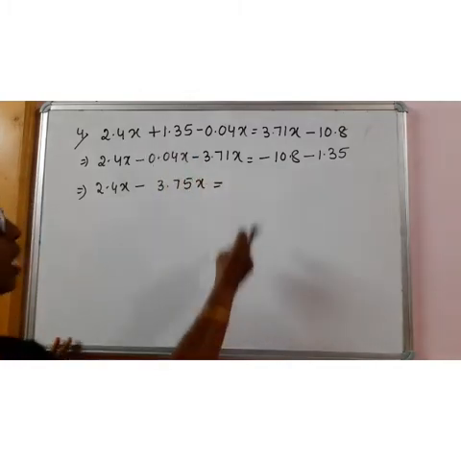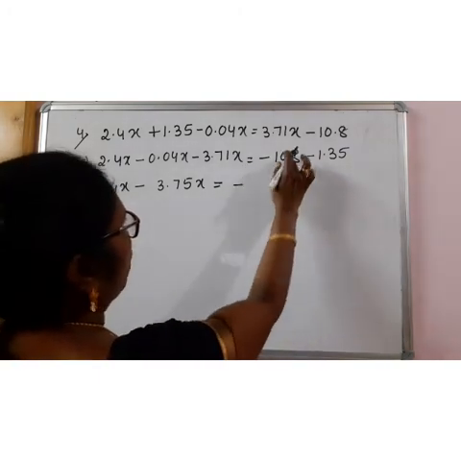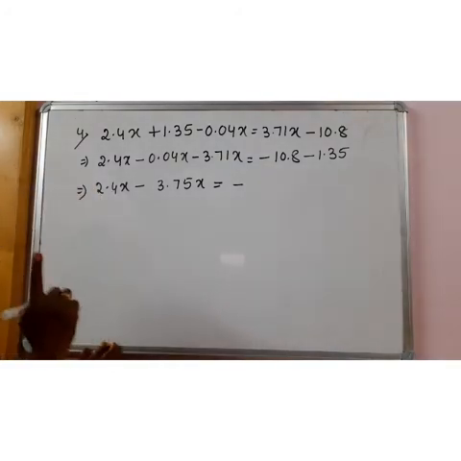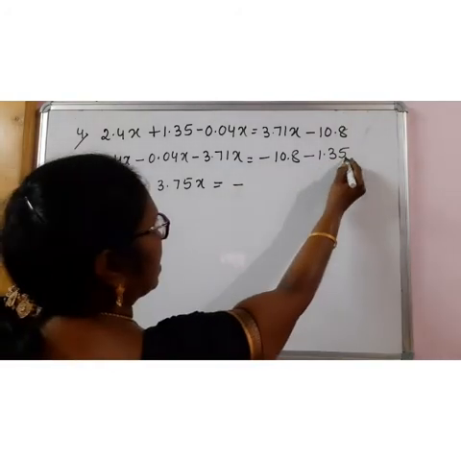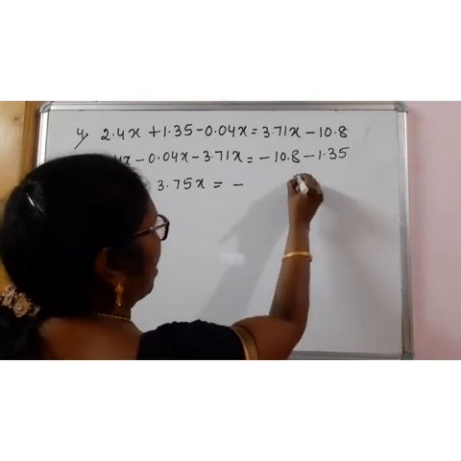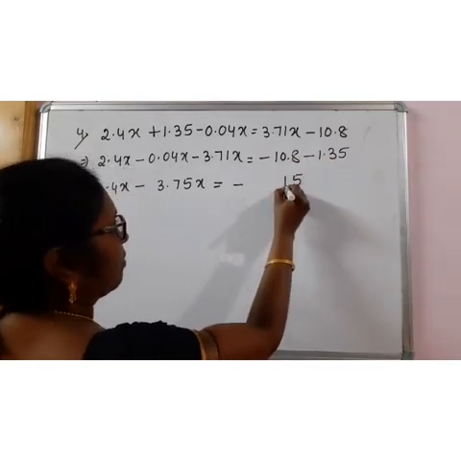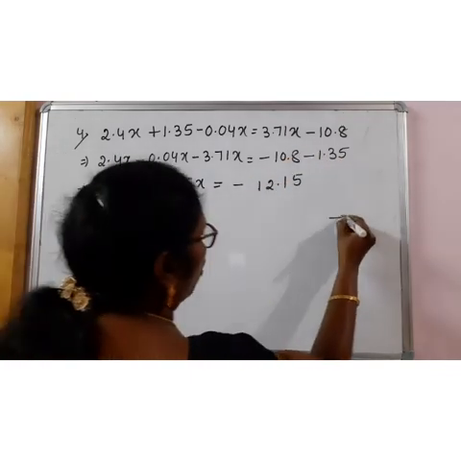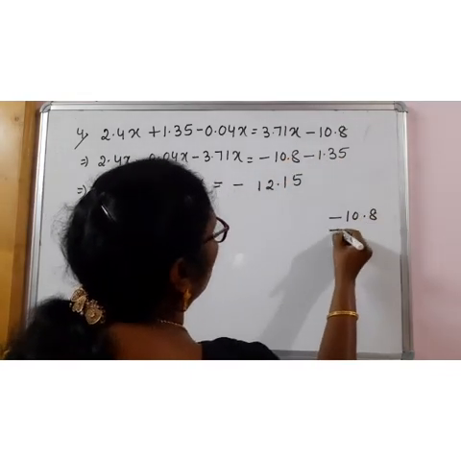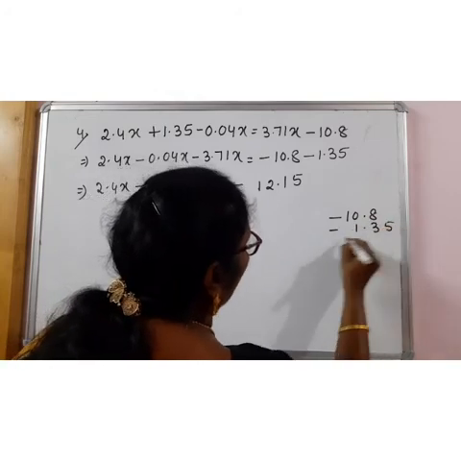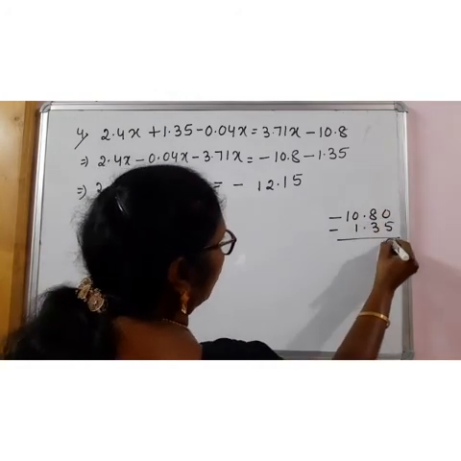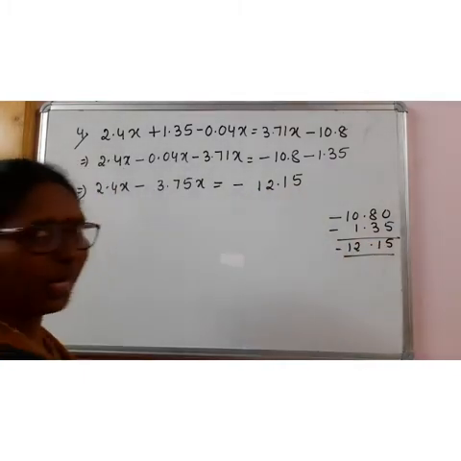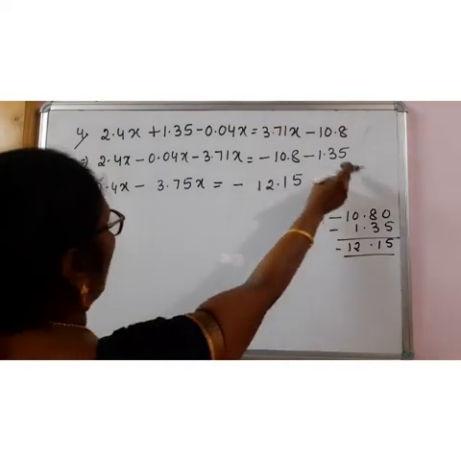-3.75x equal to, here also both are minus, so we have to add them: -10.8 - 1.35. Here we have to be very careful. Here two places are there, here only one place. So 5 will be like this. 3 plus 8, 11, decimal here, 1 carry. 2, 1. Both are minus, so we have to add them. Got it or not? Minus 12.15. Okay, places we have to see.